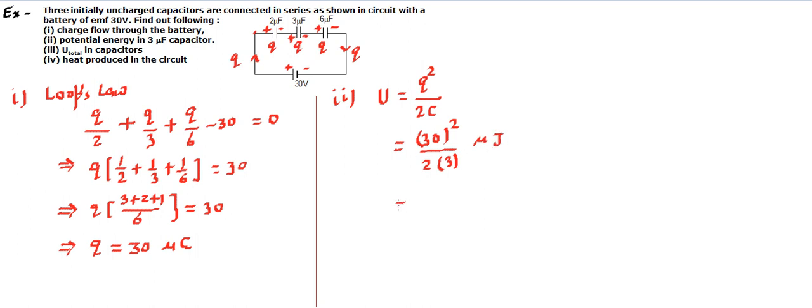Now we can simplify this number. This number is going to be 900 divided by 2 into 3, that's 6. We can say this has to be divided, so it will become 150 microjoule. That means the energy stored in this 3 microfarad capacitor is going to be 150 microjoule. So that's how we can give the answer of the second part.